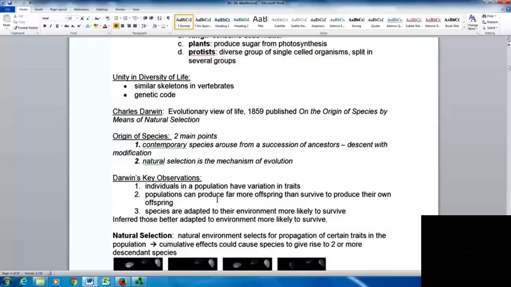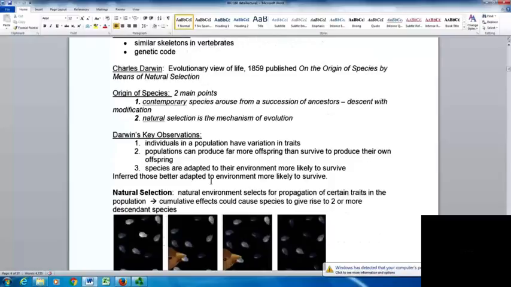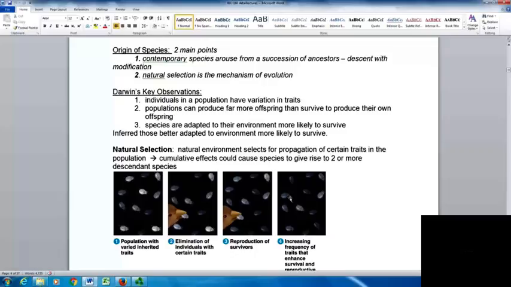A population can produce far more offspring than go on to survive and produce their own offspring. If you look at rabbits, for example, every 6 to 8 weeks you're going to get a new generation of rabbits. Most of them do not survive and go on to produce additional rabbits. However, the individuals that are better adapted to their environment are the ones more likely to survive. So it's inferred that those who are better adapted are more likely to reproduce and pass those genes on to their offspring. So when we look at natural selection, the natural environment selects for the propagation of certain traits in the population.